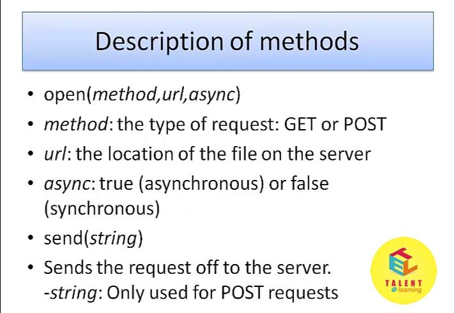So the first parameter is the method. It is the type of request, either GET or POST. There is also a third method called head, but we do not use it generally. The second parameter is the location of the file on the server. In the case of a server-side language script like PHP or ASP.NET, we can also append parameters to the URL.